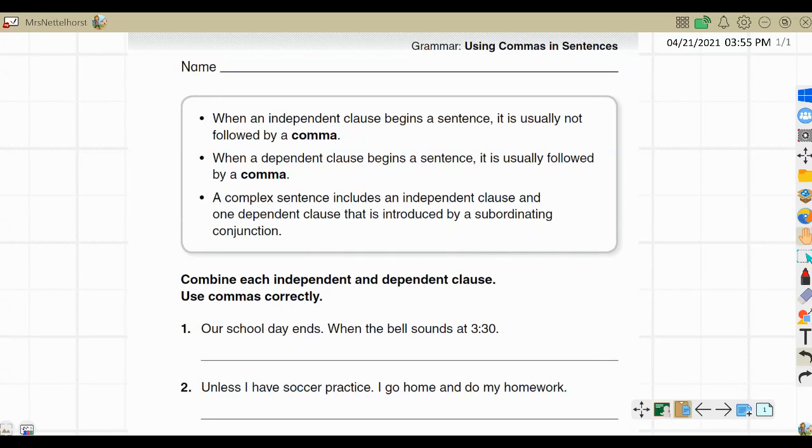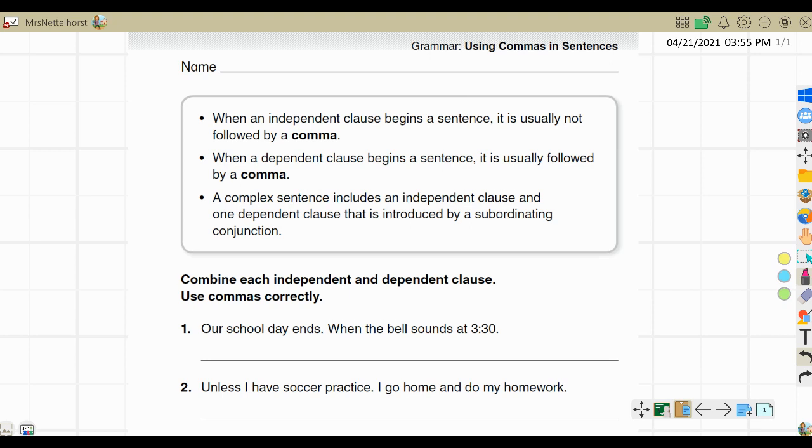Okay, boys and girls, this is grammar page 93. We're continuing with learning independent clauses and dependent clauses. And today we're going to be adding commas into our sentences when we attach a dependent clause to the beginning of a sentence. So first, let's look at the rules at the top of your page.